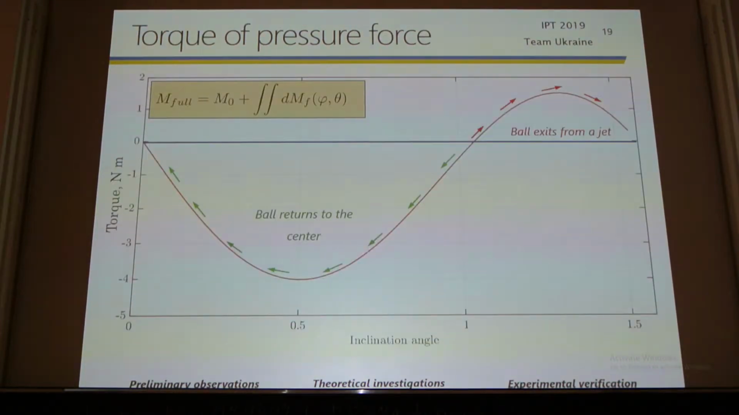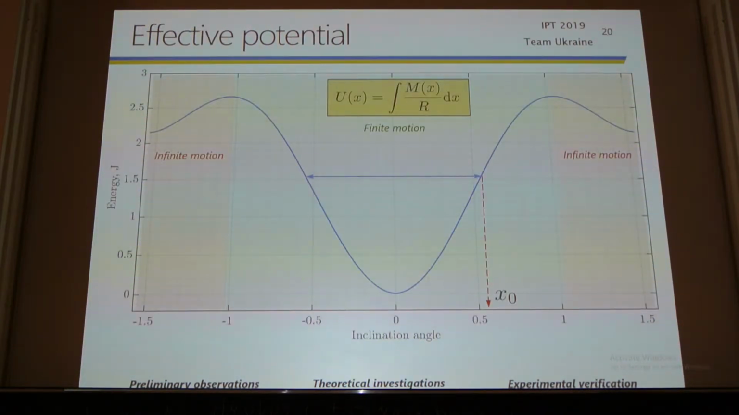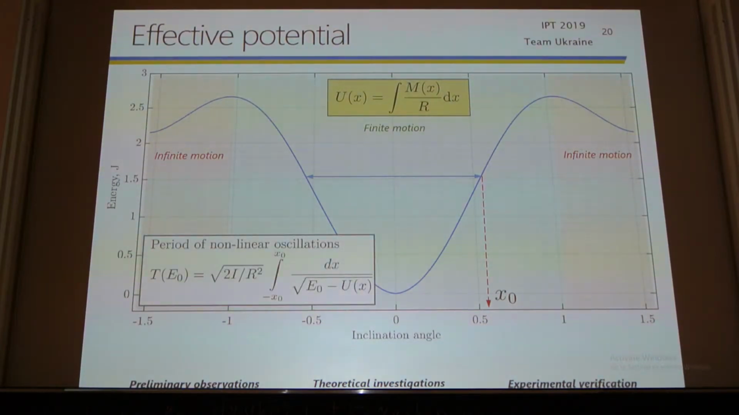On this plot of the dependence of the torque on the inclination of the ball, you can see that for small deflections the torque is negative, which leads to the return of the ball to the jet. For higher deflections it is positive, which leads to the push of the ball out of the jet. We plotted the dependence of the energy on this inclination angle. Indeed, as you can see, for some region we observe finite motion, and for some infinite motion, and we can define the period of these oscillations by integrating this equation.